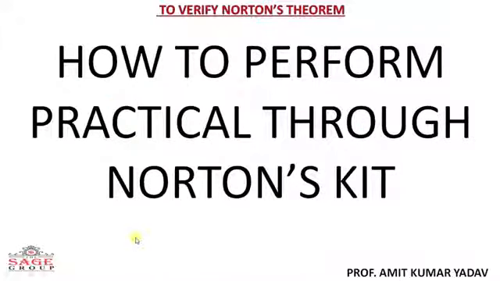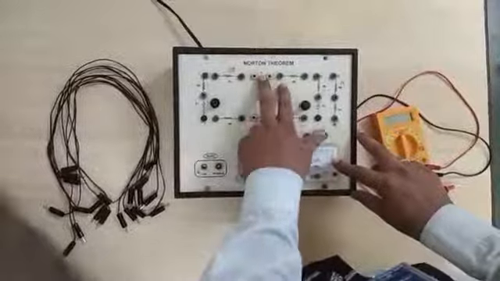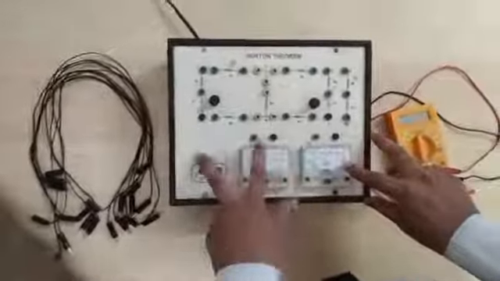Now in the second part of this video we are going to perform this Norton theorem on an experimental kit, and in that we are going to take some practical readings for calculating the experimental values, and after that we compare those experimental values with the theoretical values. In this experiment we are going to perform Norton theorem. For performing this theorem we require this Norton theorem kit. We also require this multimeter and these patch cords. Okay, so let's start.